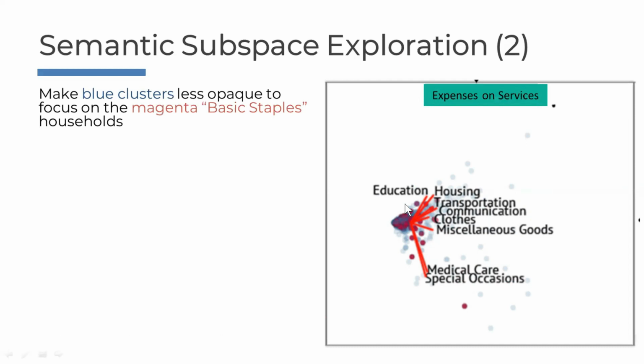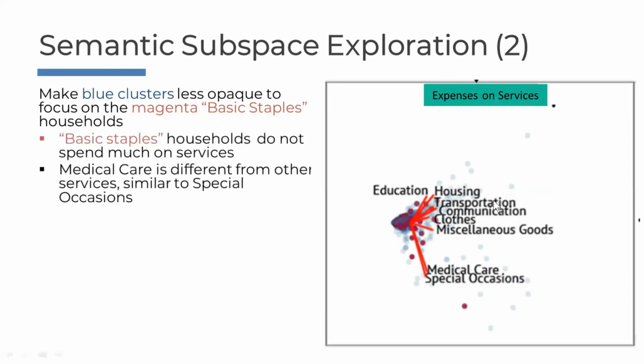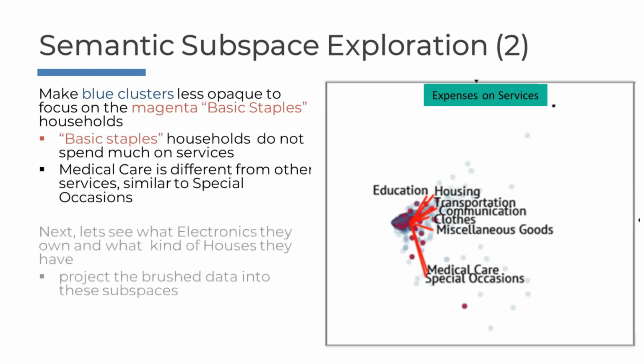So now we see these blue clusters. I make them a little less opaque, more transparent. The interface has a utility for that. And so now to focus more on those magenta basic staple households. Okay, so what I see here is they don't really spend much on services, right? They spend a lot of money on medical care and special occasions like weddings, but not much. They're more focused on the middle, right? They're more focused on the low expenditures on these kinds of services, right?